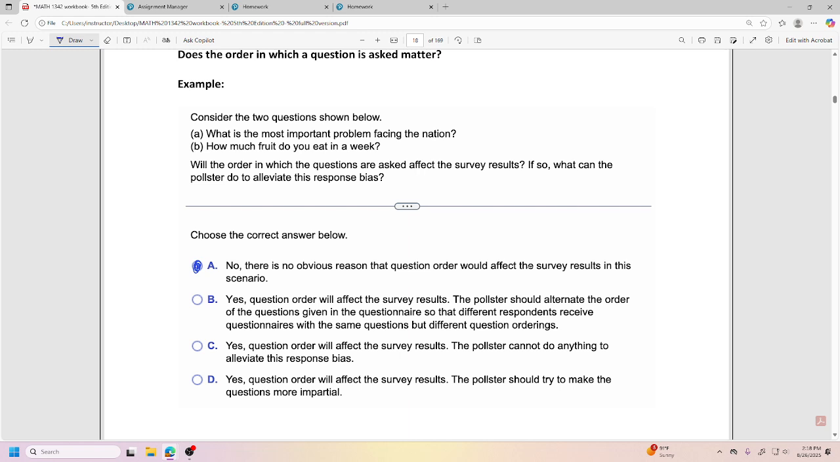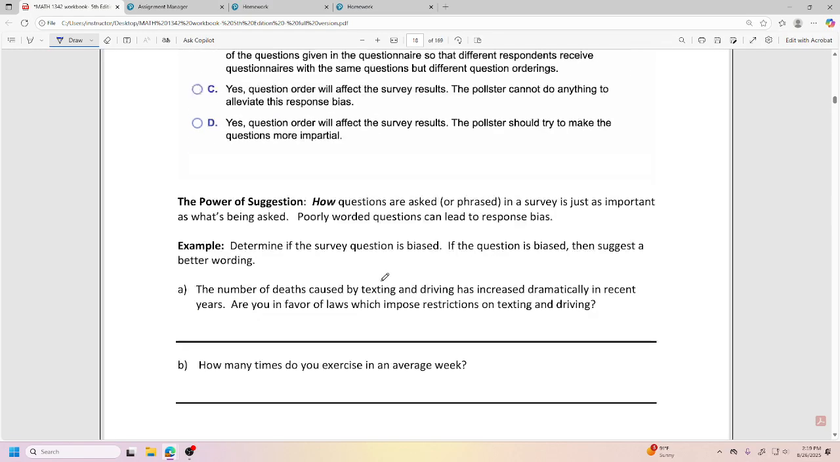So here's the thing. It does matter if they're both about the same topic. If you're asked what's the important thing for your nation, who did you vote for, and what are your thoughts on this next bill, it's all interrelated. If you ask it differently, it might change your thoughts. But according to the homework, if you're talking about fruit, it doesn't matter. So when you get to the homework, you would click no for this one simply because they're talking about fruit. It's an odd thing, I know, but I'm just telling you how the homework works.